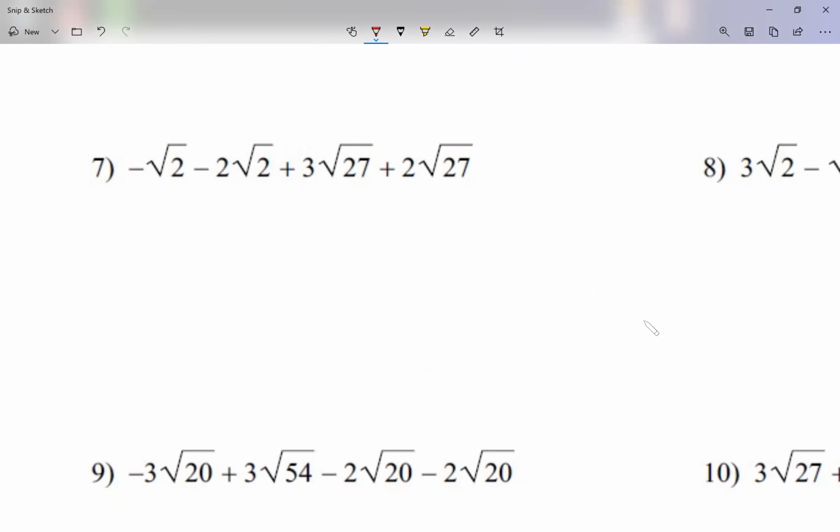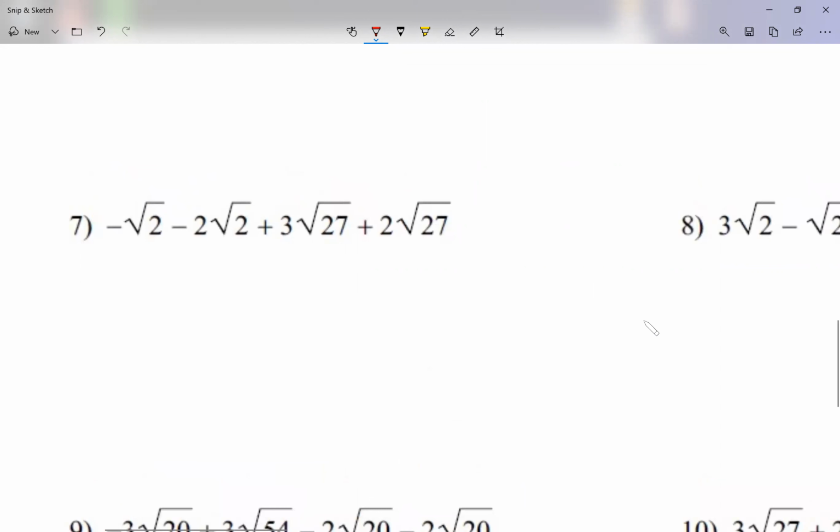Now, I remember back in Algebra 1, we learned what we called like terms. Let me review a little like terms. So let's say I had a 7x plus a 2y plus a 3x. We say we can only combine those that have the same letter, in this case 7x and 3x. We couldn't combine it with the 2y because it was a different letter. So only those that have the same letter. Well, it's the same idea with radicals. I can combine those that have the same radical.